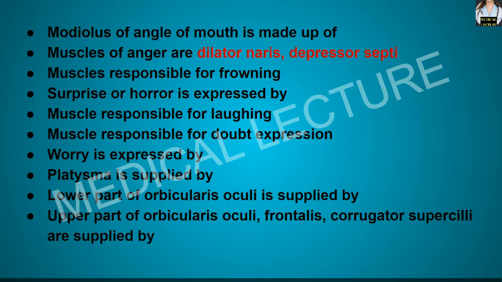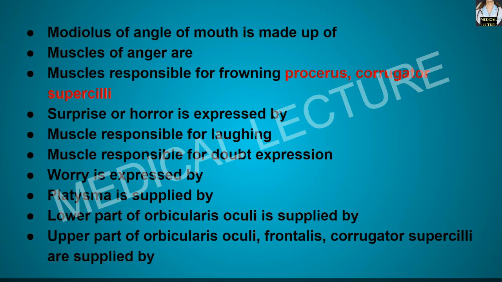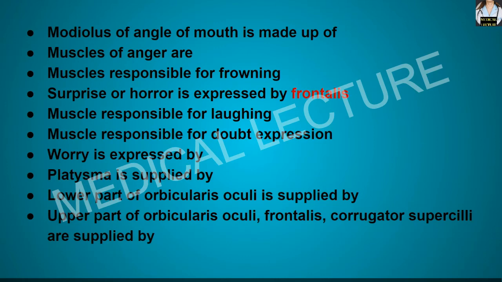Now which muscles are responsible for frowning? These are the procerus and corrugator supercilii. Surprise or horror is expressed by the frontalis muscle. The muscle responsible for laughing is the zygomaticus major muscle. The muscle responsible for doubt expression is the mentalis muscle. Worry is expressed by the orbicularis oculi muscle.